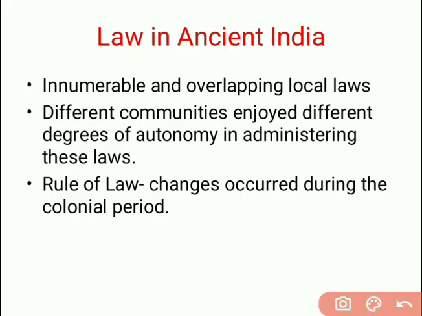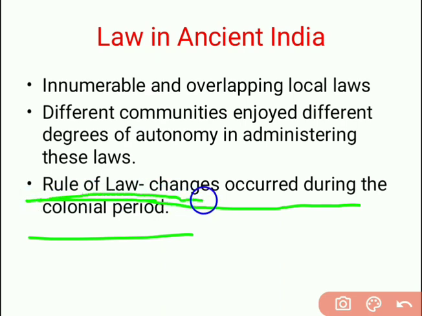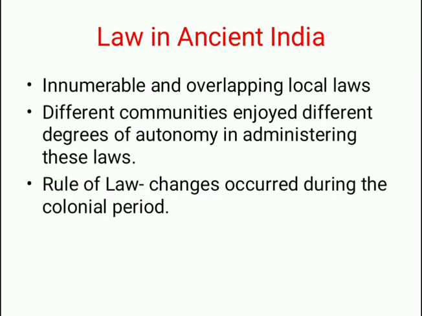Now, after the British rule, these changes occurred slowly during the colonial period, because the British had established different types of laws to control the Indian people, and in this way there were changes in the rule of law in India.